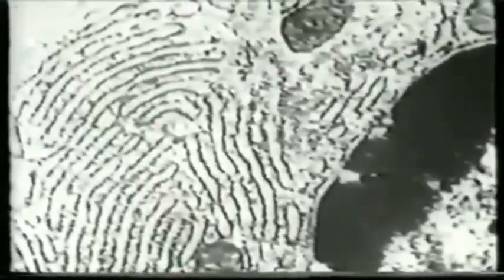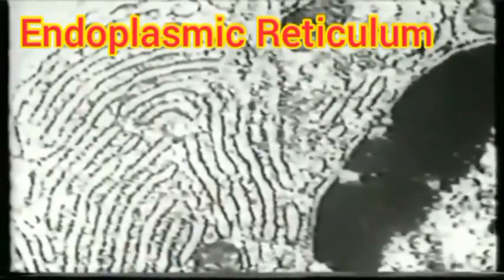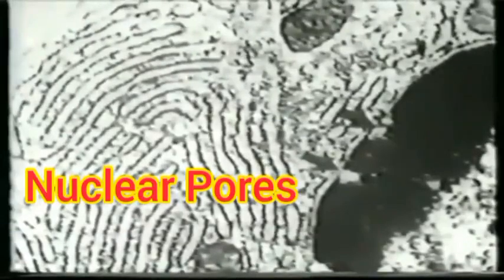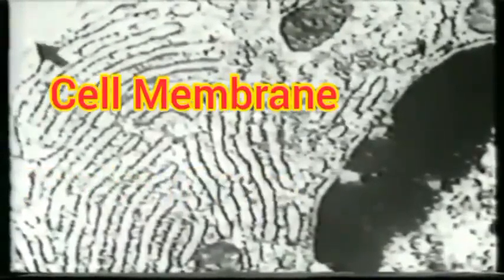The new structures are the endoplasmic reticulum, first seen by Porter, Thorpe and Fulham, the nuclear pores by Callan and Tomlin, and the unit membrane by Robertson.